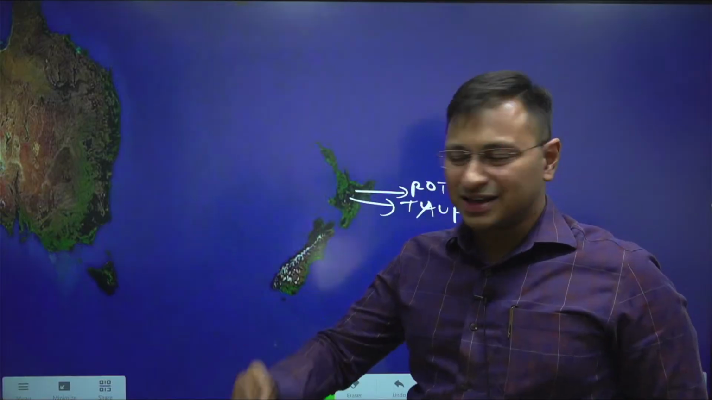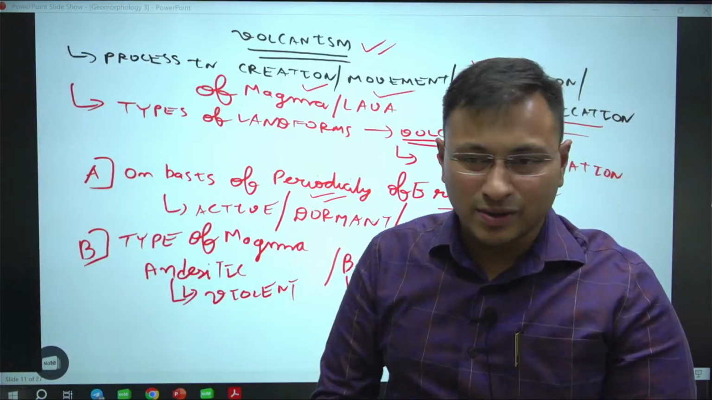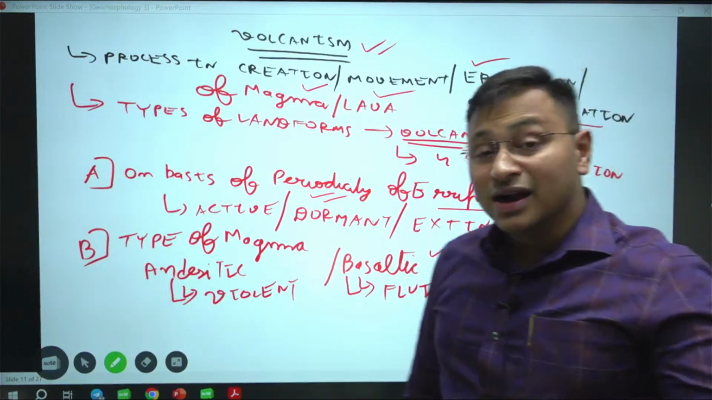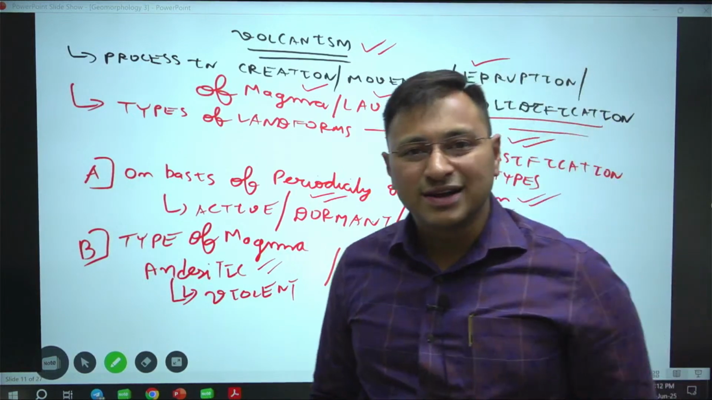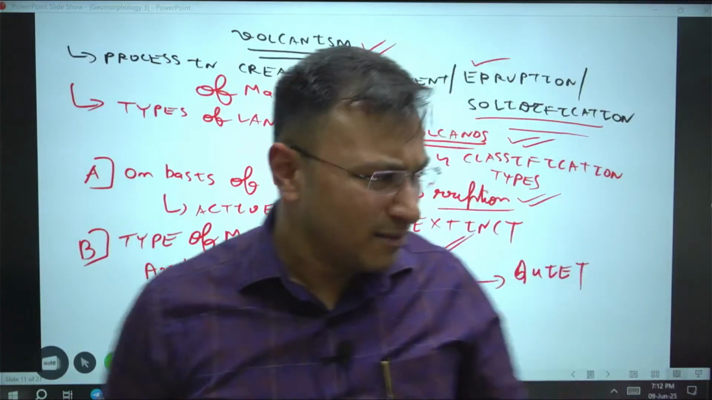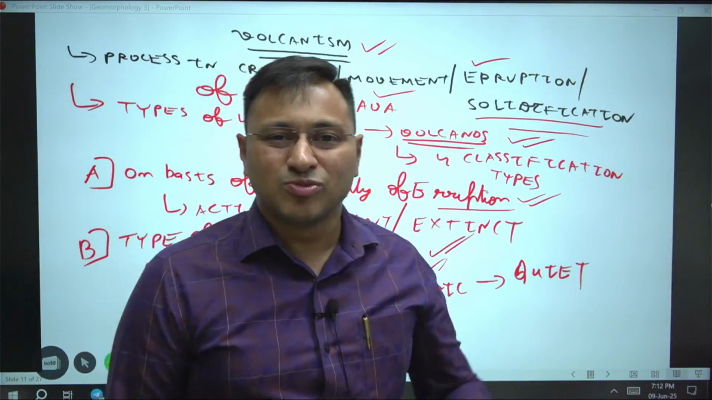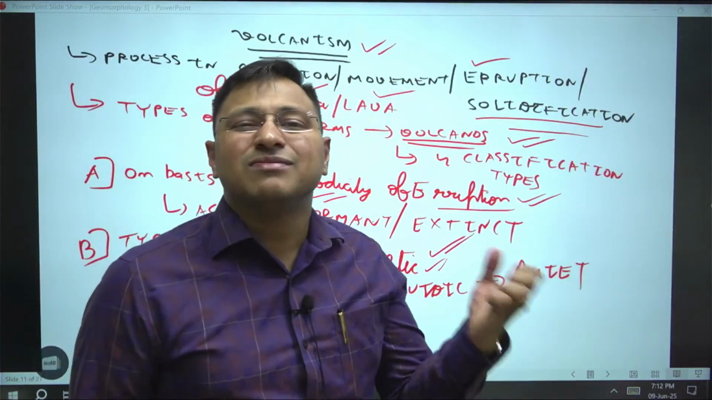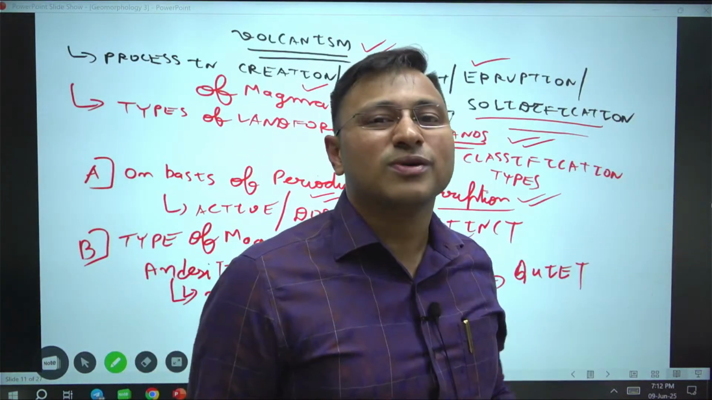So this is basically the classification on the basis of periodicity of eruption. But using this, we are not able to fathom much. The second one is on the basis of the type of magma associated. We can have andesitic magma, we can have basaltic magma. Basaltic magma, as you all know, flows like a river. Why? Because basaltic magma is extremely fluidic. It has a very small proportion of silica. As the silica proportion decreases, the viscosity of the magma also decreases. And as the viscosity decreases, the magma starts to flow like a river.